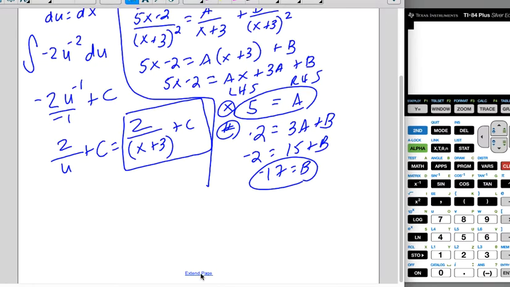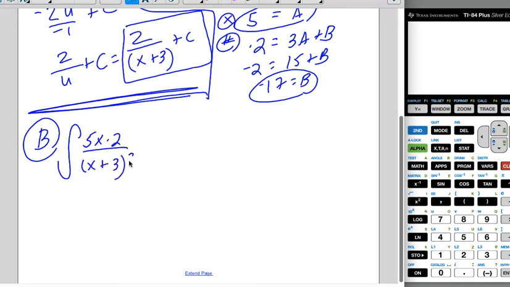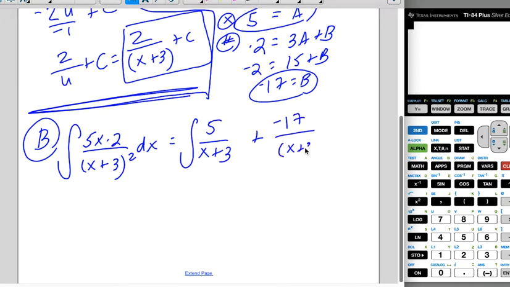Once you know that, now we just have to actually do the calculus. So let's go ahead and finish b down out here, right? So we were integrating 5x minus 2 over this x plus 3 quantity squared. And we established that it's going to be a 5 over the x plus 3, which is just going to be a simple natural log, right? And a -17 over the x plus 3 quantity squared dx. So this one's a simple natural log, and this one was basically the same problem we did in part A, just with a different number on top instead of a 2.